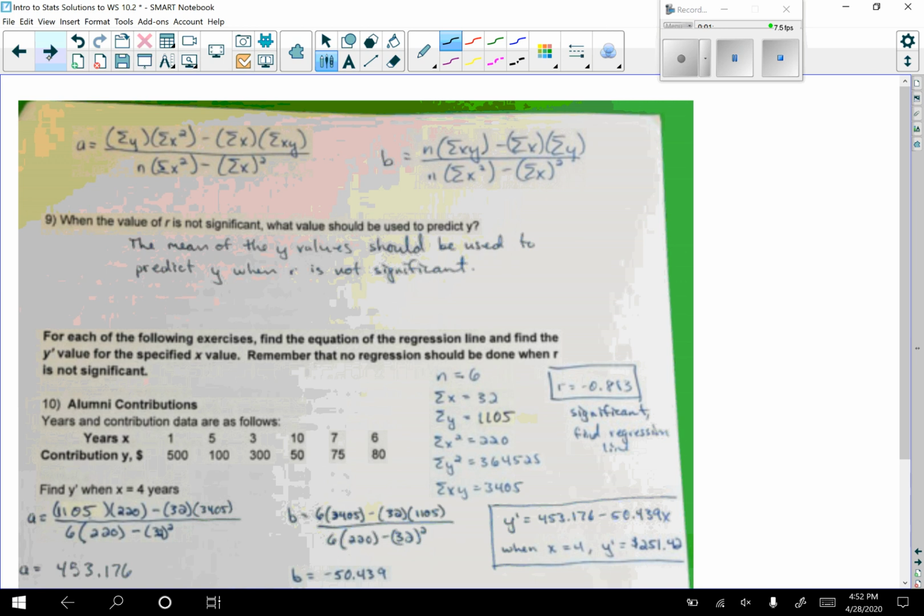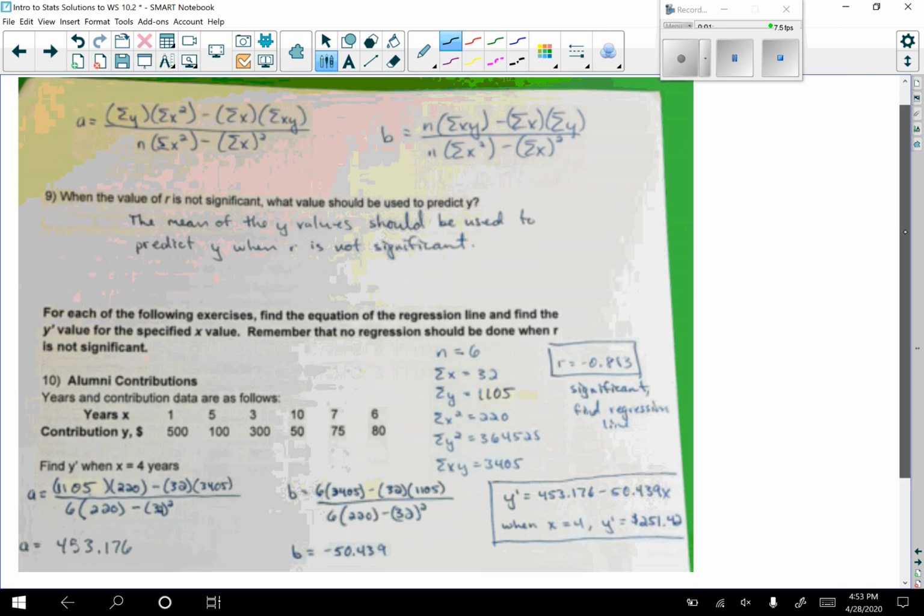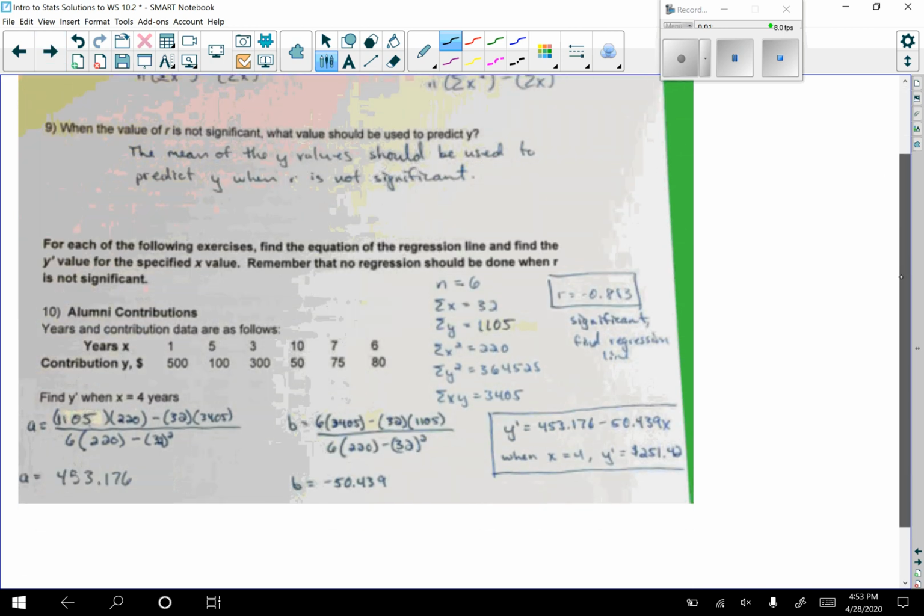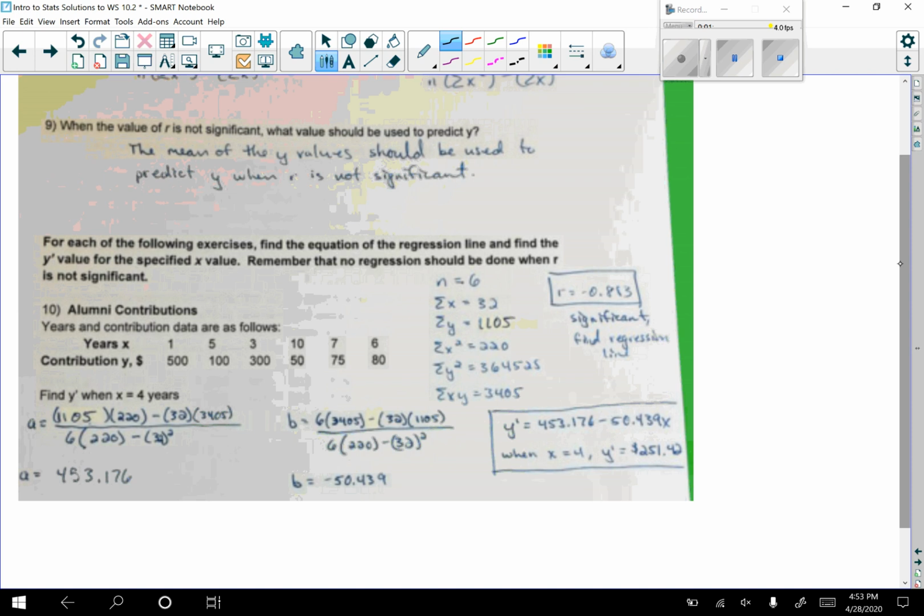But before we get into number 10, for number 9, when the value of r is not significant, what value should be used to predict y? And that's just the point that's in the middle, so the mean of the y values. All right, so for some of these, I'm having you calculate, so use the formulas here, but again, you could go to a list and spreadsheet on your calculator or Google Sheet to help you find these sums. I know on a Google Sheet, you have to sort of type in the commands for this as well.